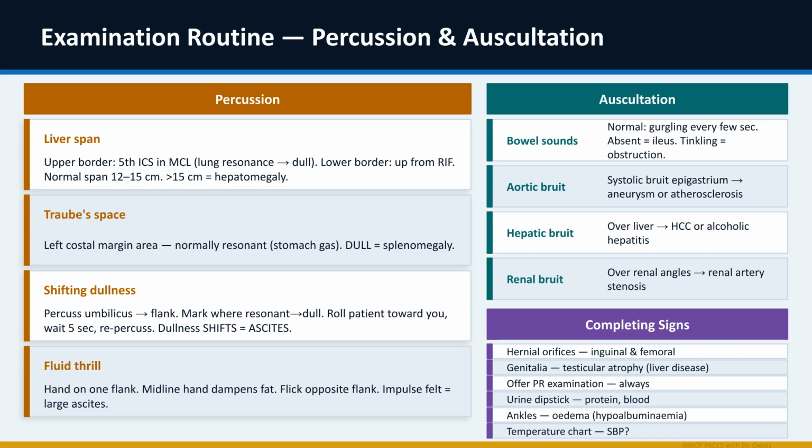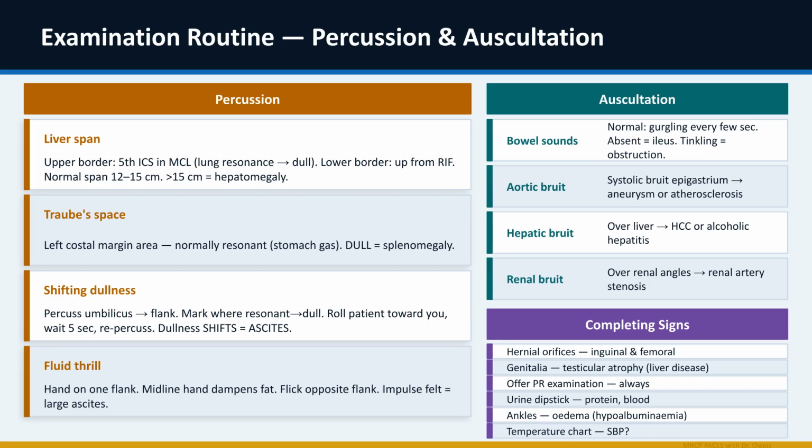Place one hand flat on one flank. Ask the patient, or an assistant, to place the ulnar border of their hand in the midline of the abdomen. Flick the opposite flank firmly with your fingers. If you feel a fluid impulse transmitted across the abdomen to your resting hand, this is a positive fluid thrill, indicating large volume ascites. The midline hand dampens fat transmission. This distinguishes a true fluid thrill from obesity.